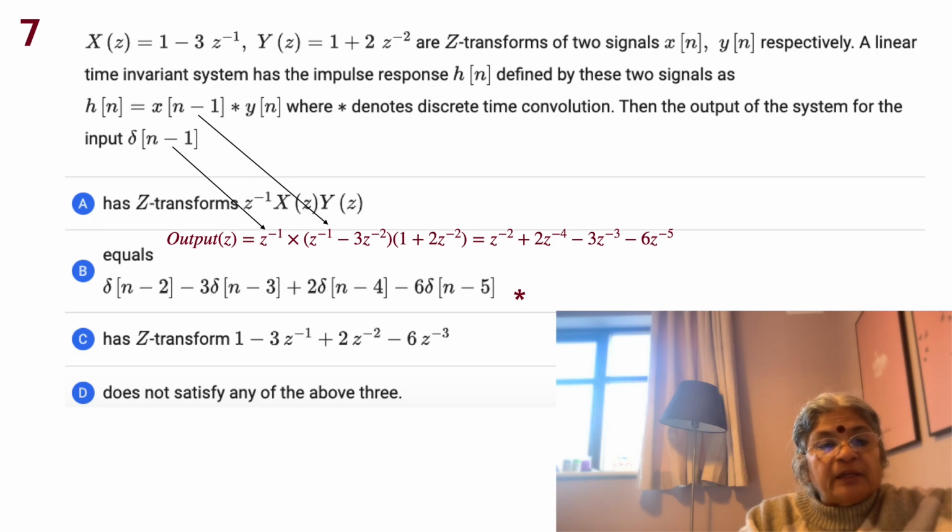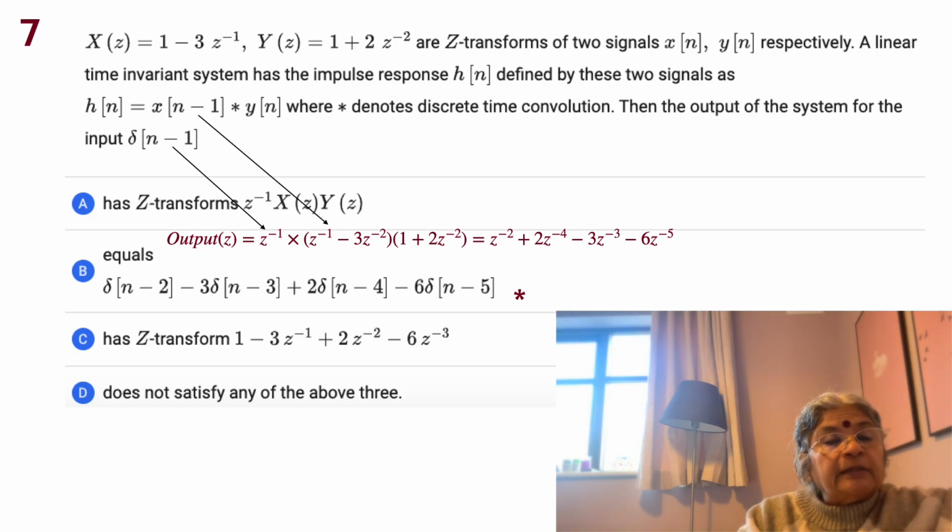So we have z raised to minus 1 minus 3z raised to minus 2. Multiplying, that gives you X(z), and now we can convolve it with Y(z) such that we can get H(z). Then you have to again multiply H(z) by the z transform of delta n minus 1.